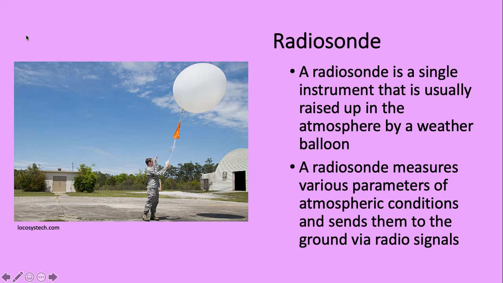A radiosonde is a single instrument that usually is raised up in the atmosphere by a weather balloon. A radiosonde measures various parameters of atmospheric conditions and sends them to the ground via radio signals.